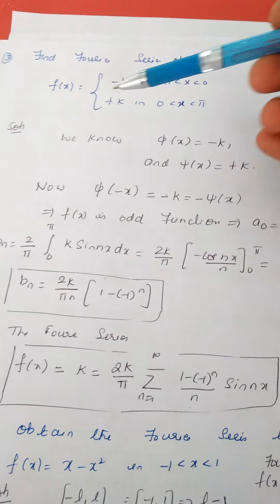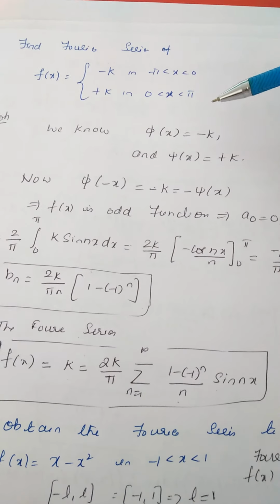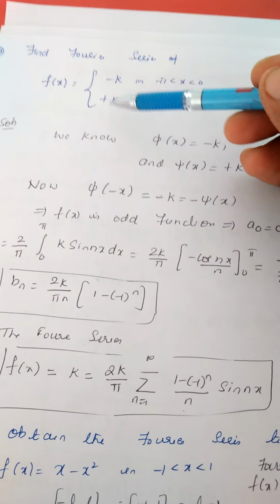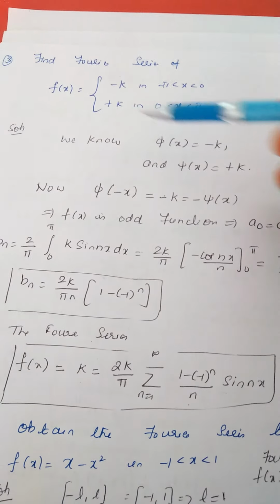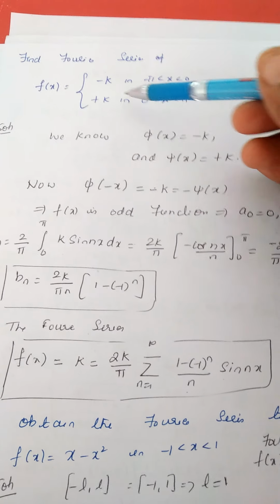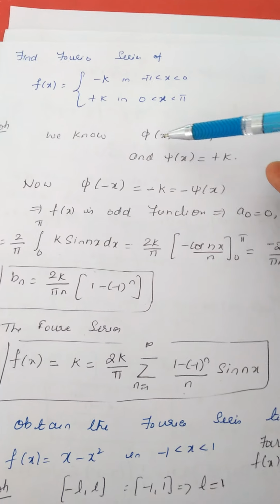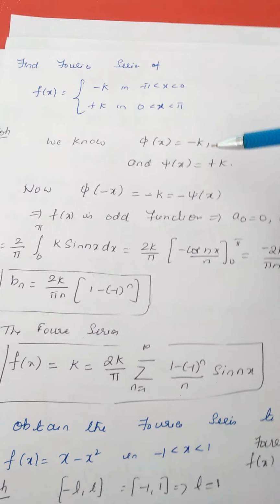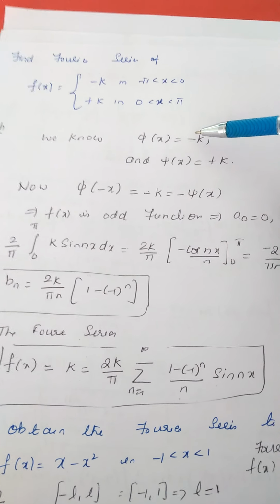Okay, now look at the third question. Find the Fourier series of f of x is equal to minus k in this interval and plus k in this interval. So again we have to check whether it is an even or odd function. Let us take this as phi of x and this as psi of x. Now phi of x is equal to minus k. Now replace x by minus x. Since x is not there in the RHS, the function will be the same.